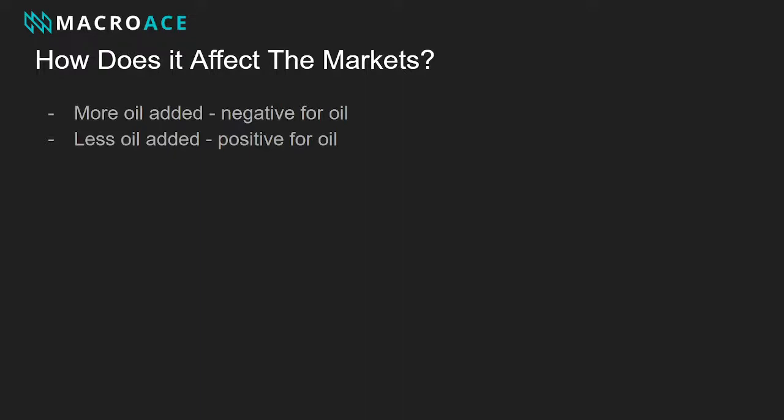The key thing to remember is when more oil is added, or when there is a build in oil inventories, that is a negative for oil prices. So we'd see WTI crude oil and Brent move towards the downside. And when there is less oil added, and there is a draw in inventories, that's more positive for oil, as you'd see an appreciation in oil prices. Also, don't forget demand and supply. The more oil supplied to the market when there is less demand, the cheaper the prices are. And when there is less oil provided to the market but there is higher demand, then that will increase the prices.